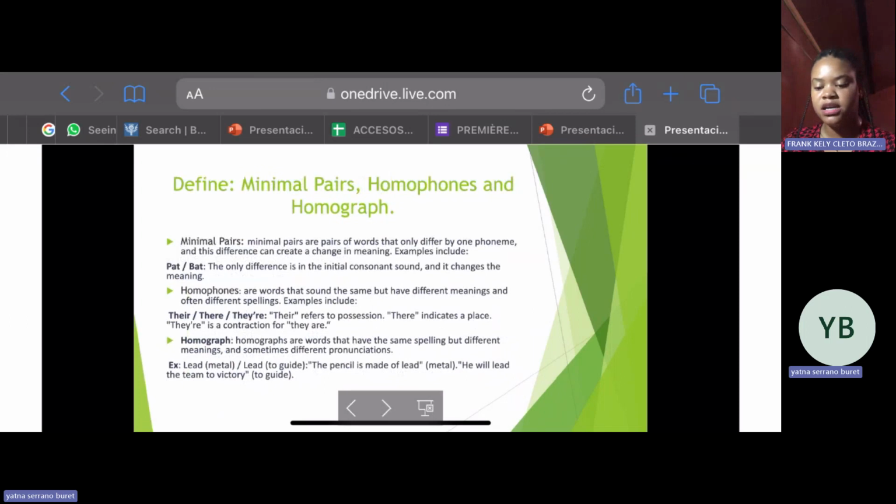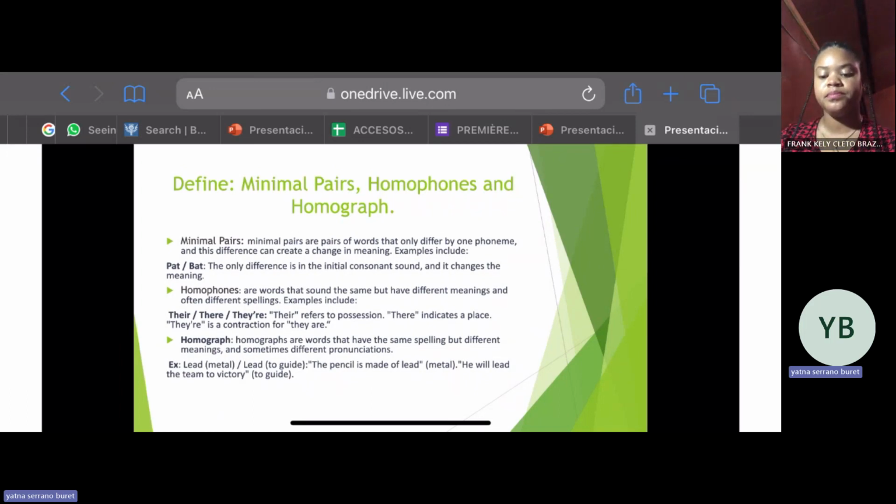Minimal pairs are pairs of words that only differ by one phoneme, and this difference can create a change in meaning. For example, bat and pat. There is a difference in the initial consonant sounds and it changes the meaning. Homophones are words that sound the same but have different meanings and often different spellings. For example, their, there, and they're. Their refers to possession, there indicates a place, and they're is a contraction for they are.